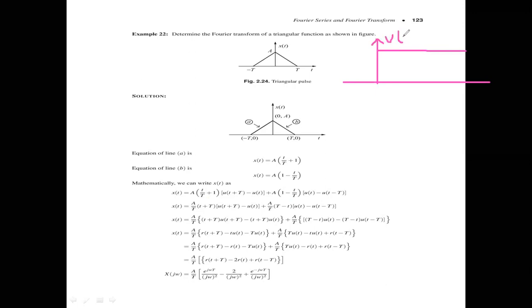Mu of t, from 0 to infinite, with the variable t. Okay, mu of t plus T. Plus T means it is shifted towards the left side by T samples, my dear students, because it's an advanced signal.